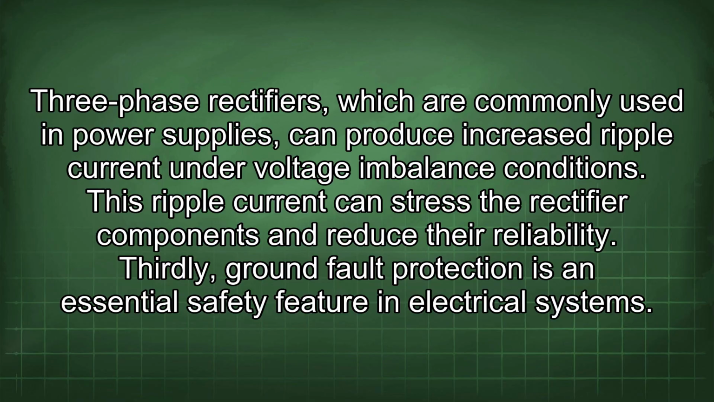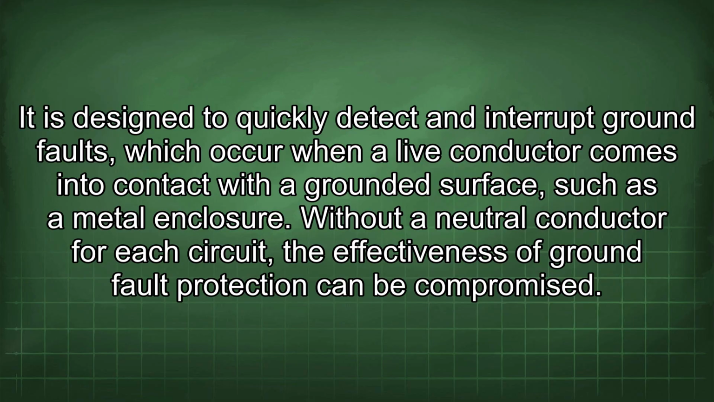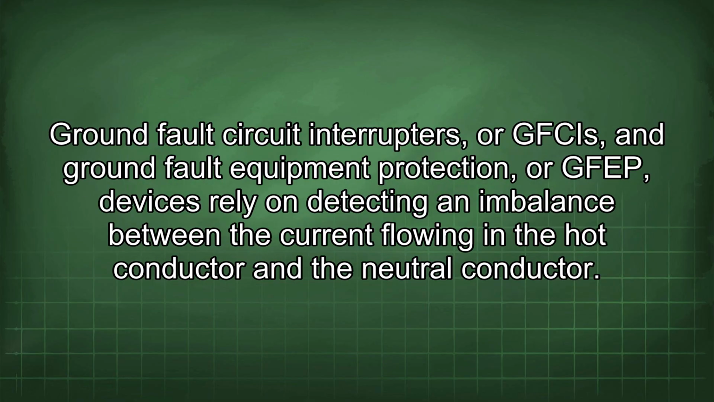Thirdly, ground fault protection is an essential safety feature in electrical systems. It is designed to quickly detect and interrupt ground faults, which occur when a live conductor comes into contact with a grounded surface, such as a metal enclosure. Without a neutral conductor for each circuit, the effectiveness of ground fault protection can be compromised. Ground fault circuit interrupters, or GFCIs, and ground fault equipment protection, or GFEP, devices rely on detecting an imbalance between the current flowing in the hot conductor and the neutral conductor.